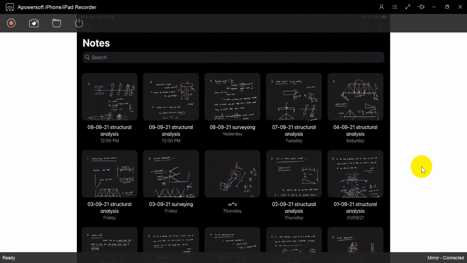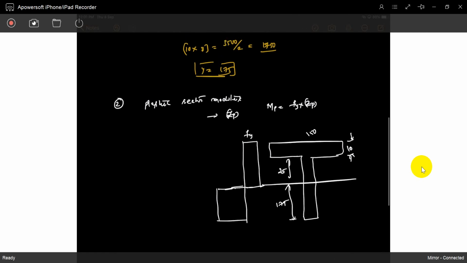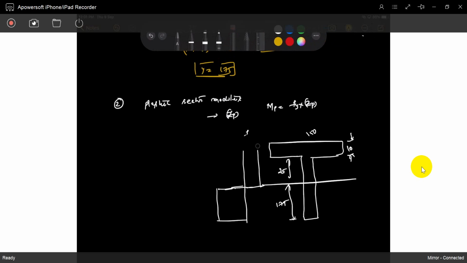I will give clarification. So today see, every section reaches the same Fy. Okay, so the diagram is not good. Every section reaches Fy only. Okay, no problem at all.